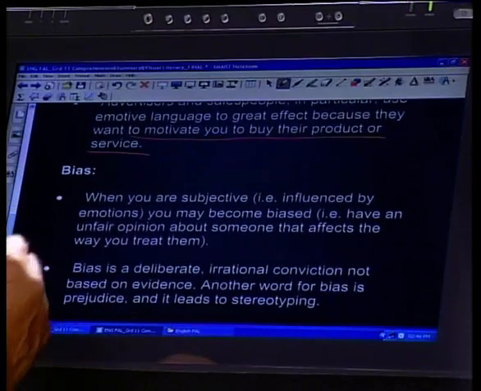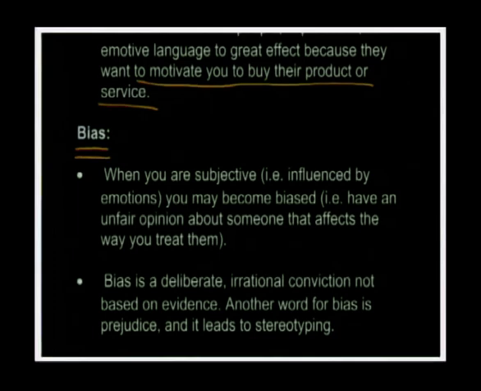When it comes to emotive language, a common word that is used is bias. When you are subjective, that is, influenced by emotions, you may become biased, that is, have an unfair opinion about someone that affects the way you treat them. Bias is deliberate, irrational conviction not based on evidence. Another word for bias is prejudice, and it leads to what we call stereotyping.